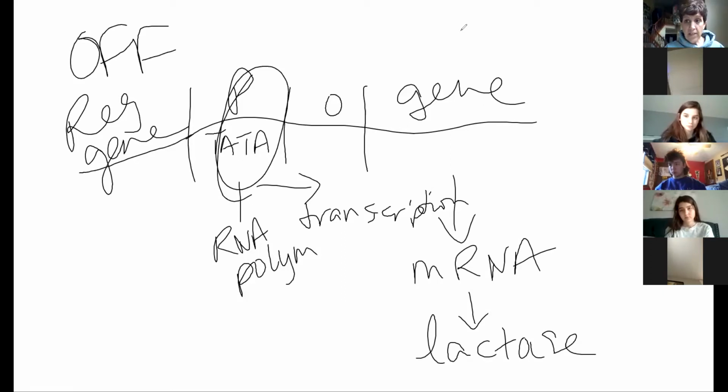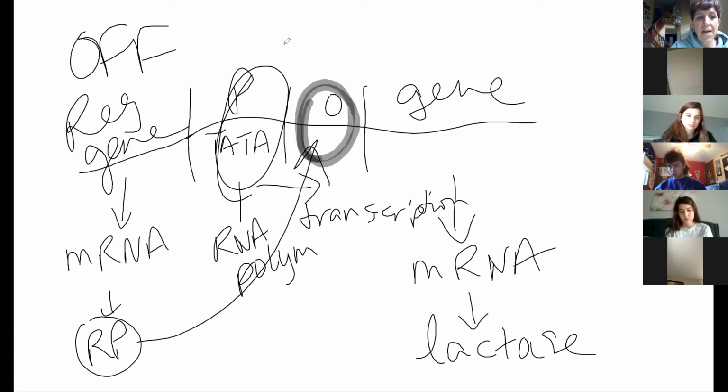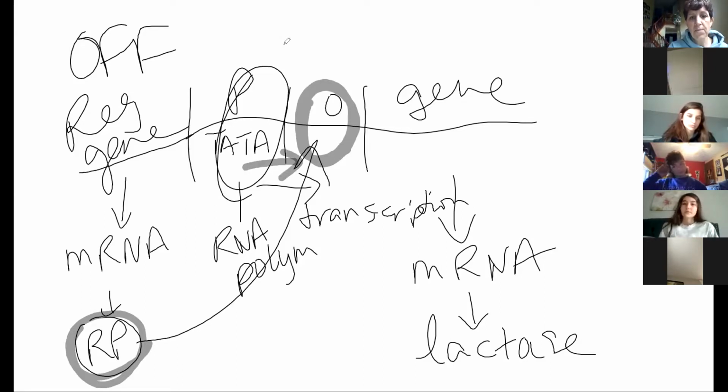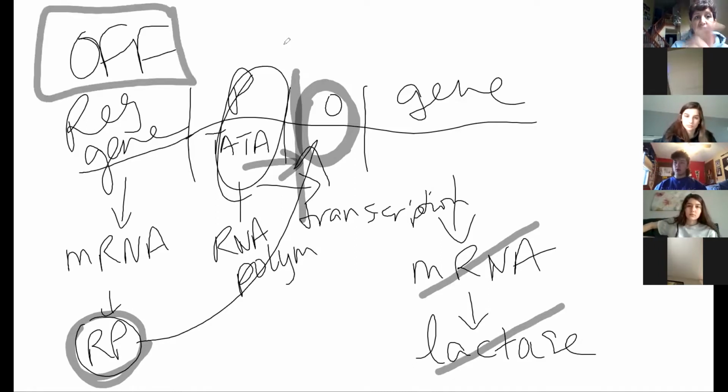But anyways, regulatory gene upstream. The regulatory gene makes mRNA that goes to a ribosome and makes a repressor protein. Repressor proteins bind to operators. So I'm going to draw a little arrow. It goes up here. I'm going to make it a different color so it shows up. There's my repressor protein. Now it looks different from my RNA polymerase. If this is in the way, my RNA polymerase can only get to here and then it's stopped, which means I'm not making mRNA, which means I'm not making lactase. So that is why this gene is off.